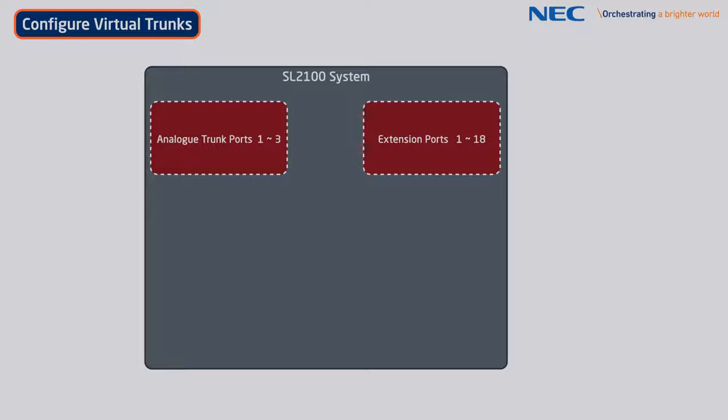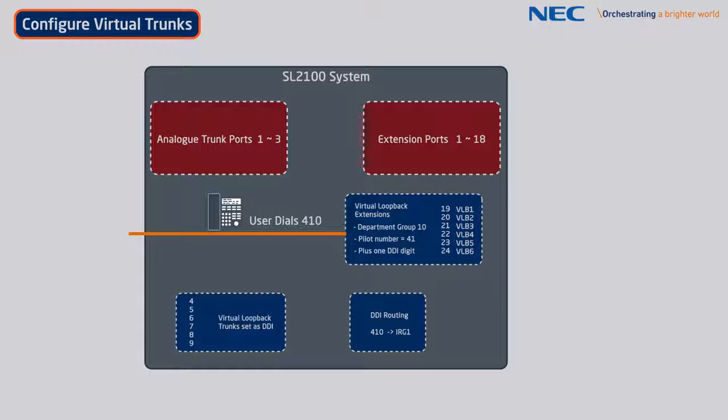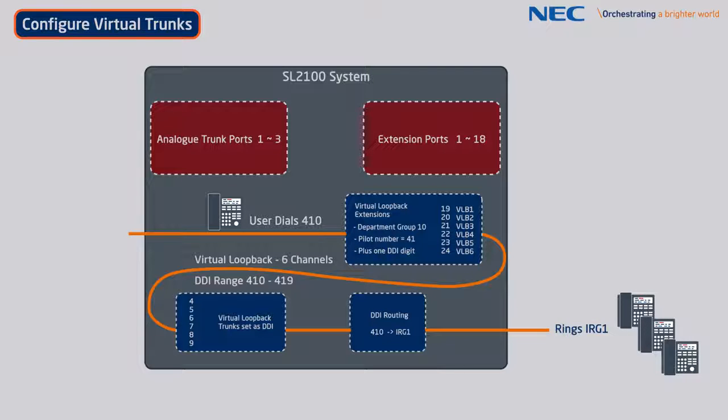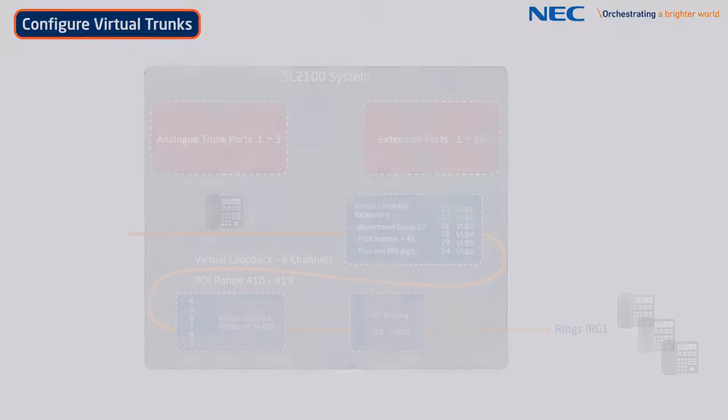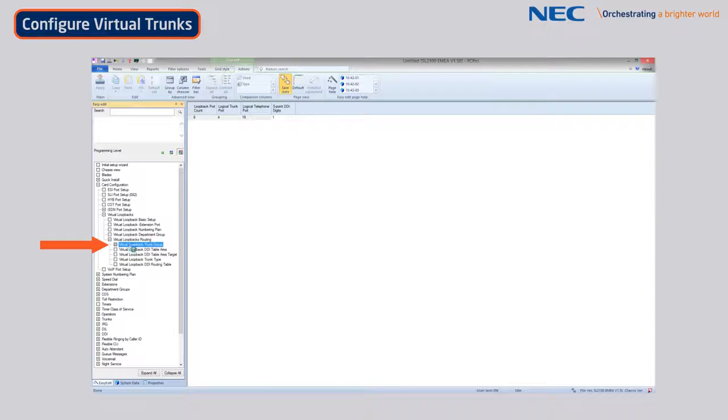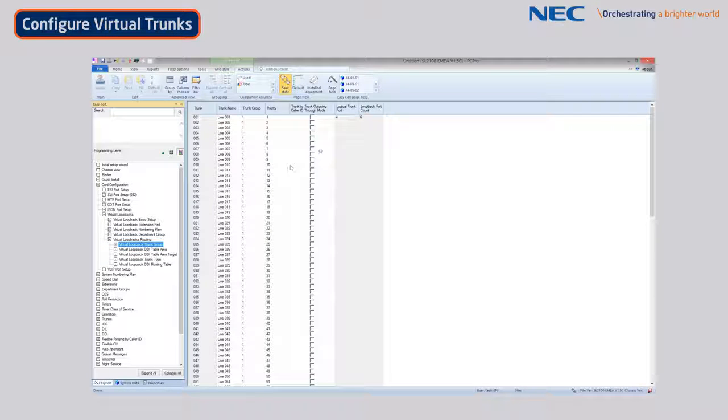The virtual trunks are set up as DDI mode and routed in the same way as all other DDIs. Virtual trunks are usually given their own trunk group and DDI routing table to separate them from any physical trunks. The range of DDI numbers is determined by the department group pilot number plus the additional DDI digits. Within Virtual Loopback Routing, Virtual Loopback Trunk Group, the virtual trunk start port number and quantity of channels is shown. You can name each trunk channel and assign all channels to a trunk group.